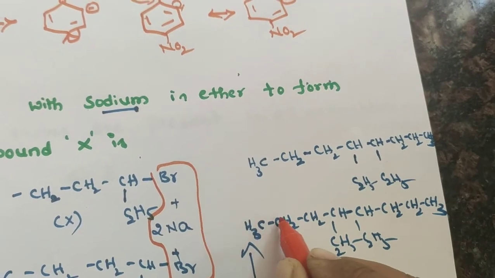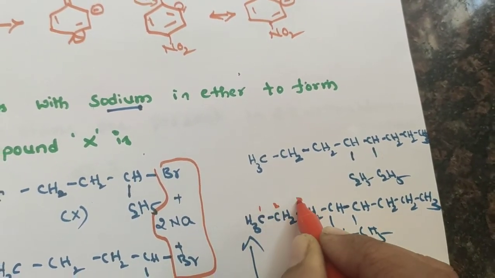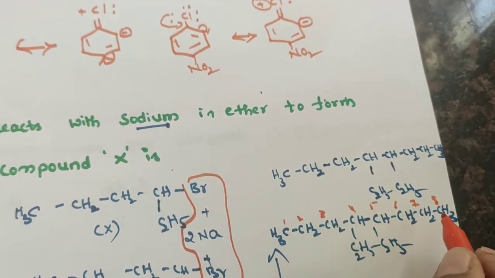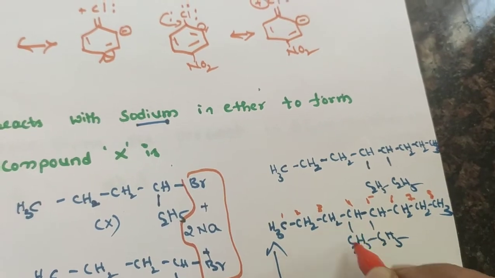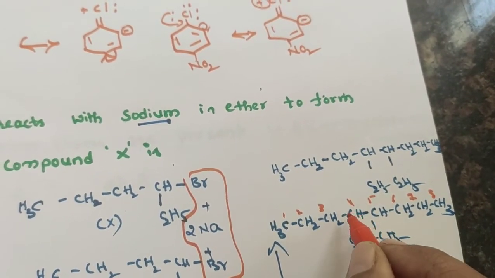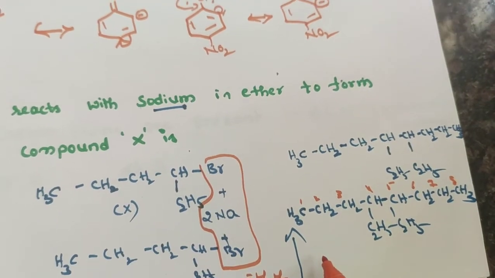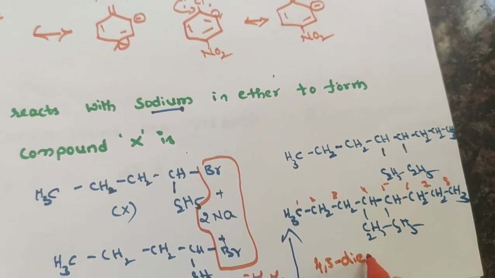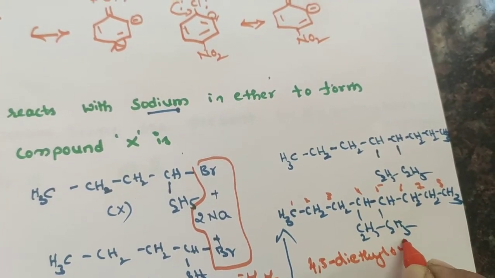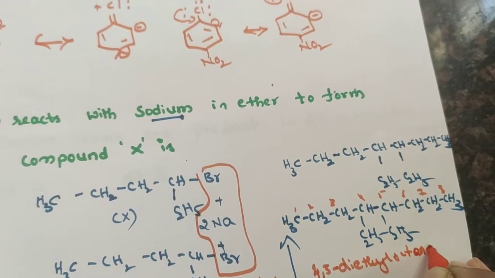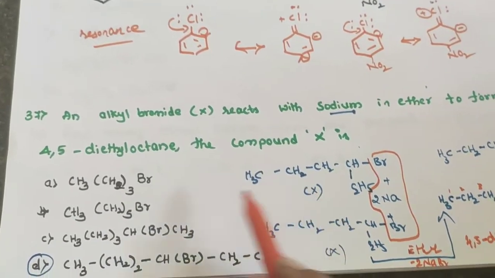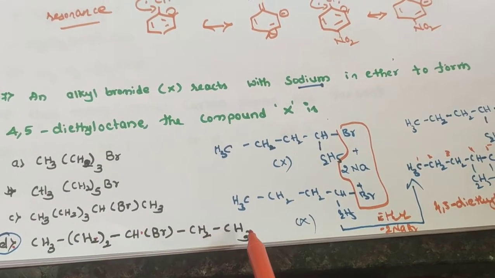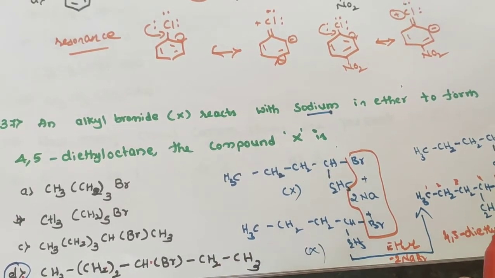See here, 1, 2, 3, 4, 5, 6, 7, 8. 8 carbon atoms, so oct. At which positions are the ethyl groups? At the 4th and 5th positions. So what is the compound name here? 4,5-diethyloctane. So the answer is D. CH3, CH2 twice, CHBr, CH2, CH3. So this is the answer.